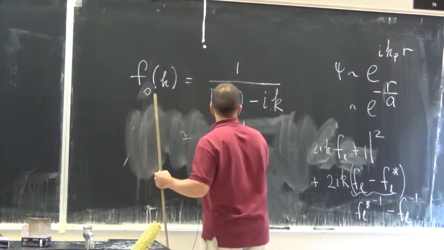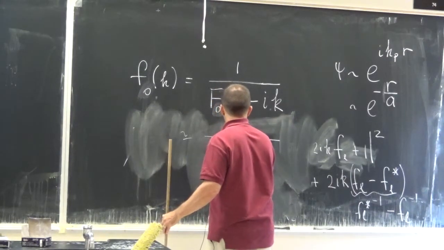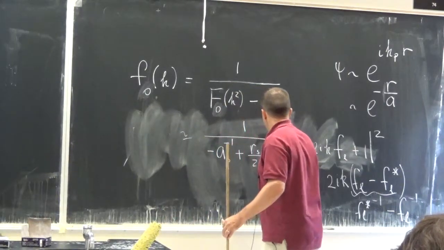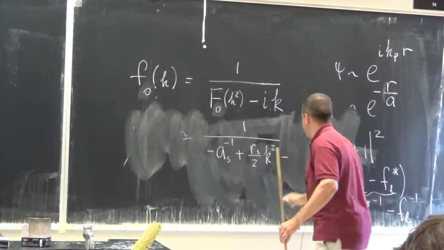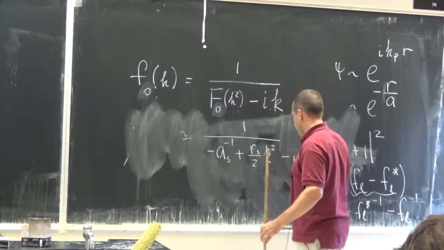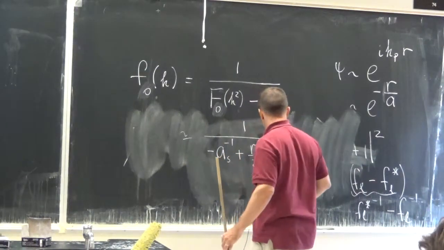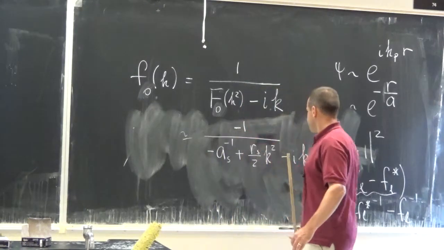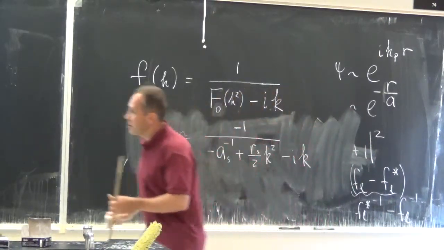So this guy is 1 over minus A inverse, S wave, plus RS over 2 K squared, plus some imaginary part, minus IK. I'm going to get my signs right. I think there's an overall minus sign. So I just want to show you schematically that this K squared RS over 2 is this guy.